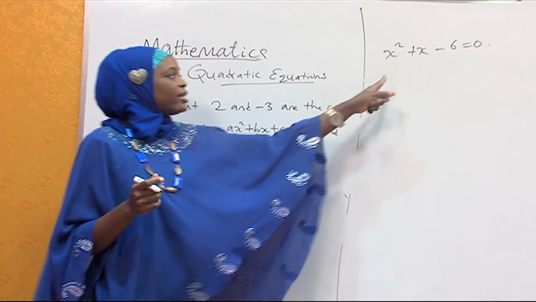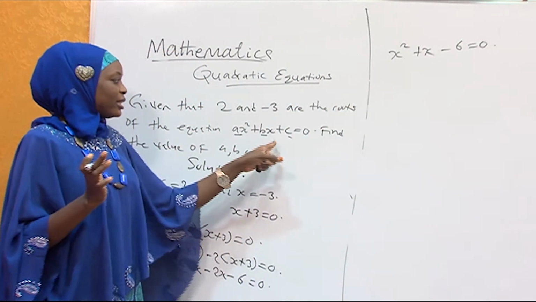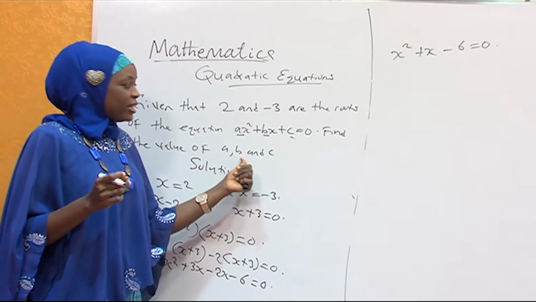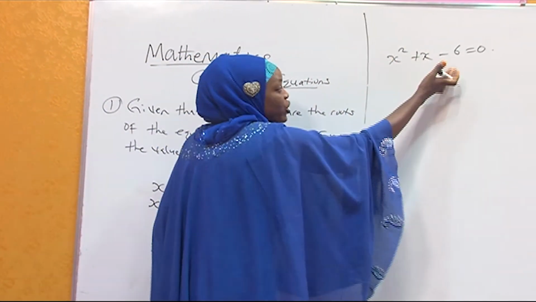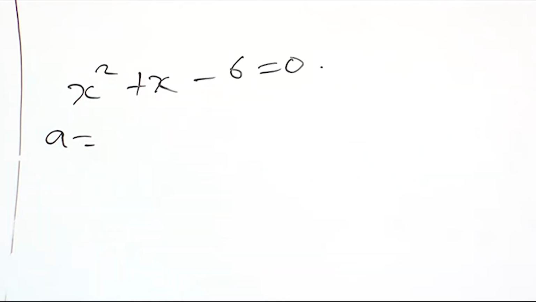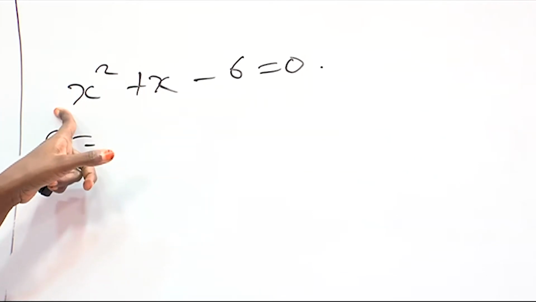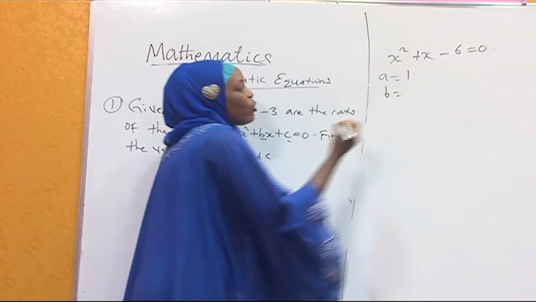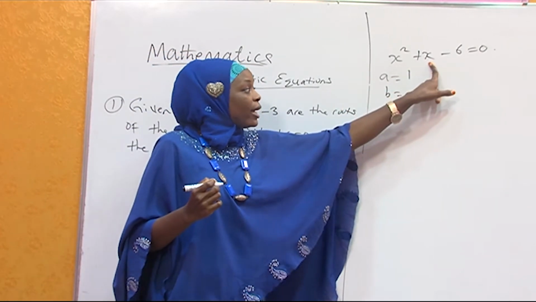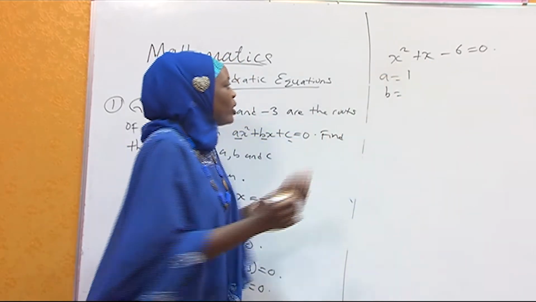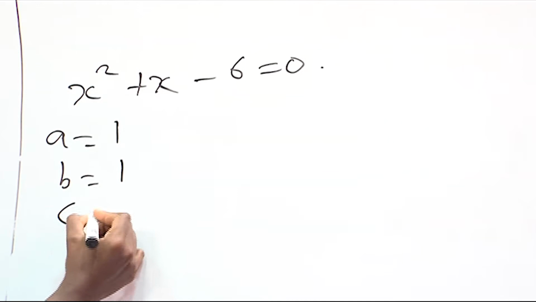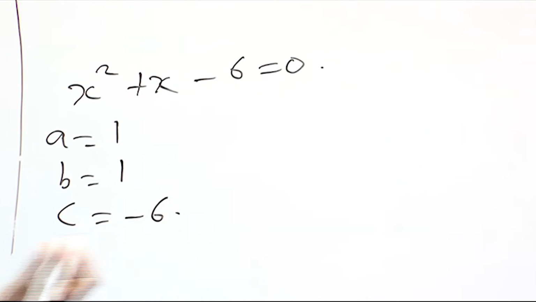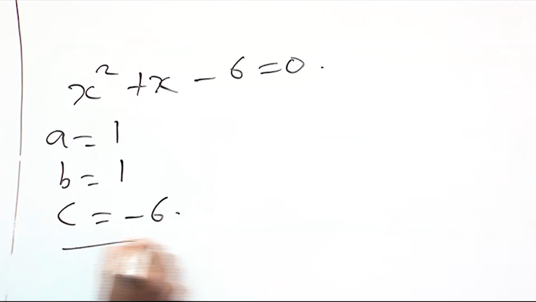Now, looking at this, we have our quadratic equation completely, in this form. The question now is, what is the value of a, b, and c? From this quadratic equation, we know that a is the coefficient of x squared. What is the coefficient of x squared here? It is 1. So a is 1. b is the coefficient of x, which is plus 1, so b is also 1. Then c is the constant, which is minus 6. So we have solved for a, b, and c as our final answer.